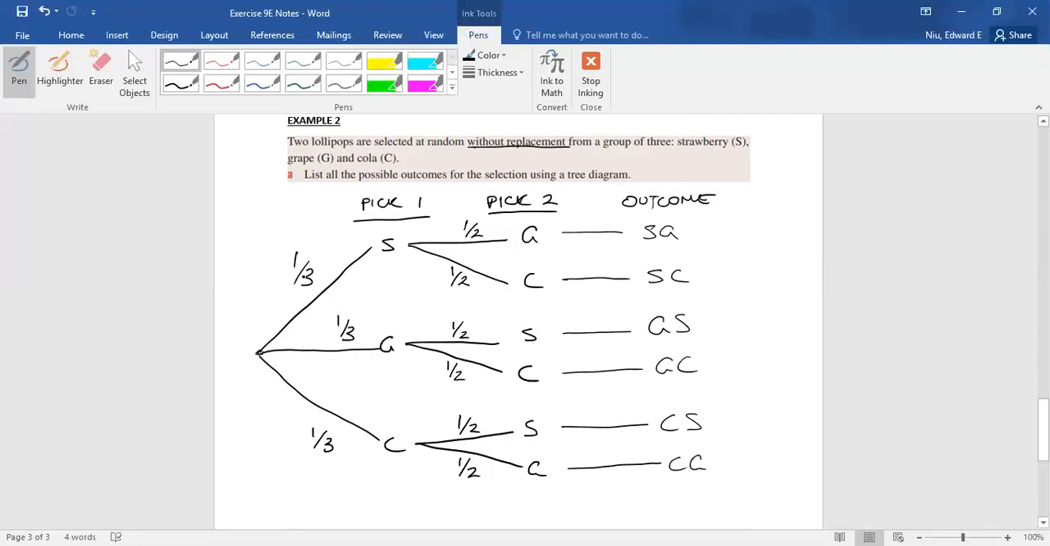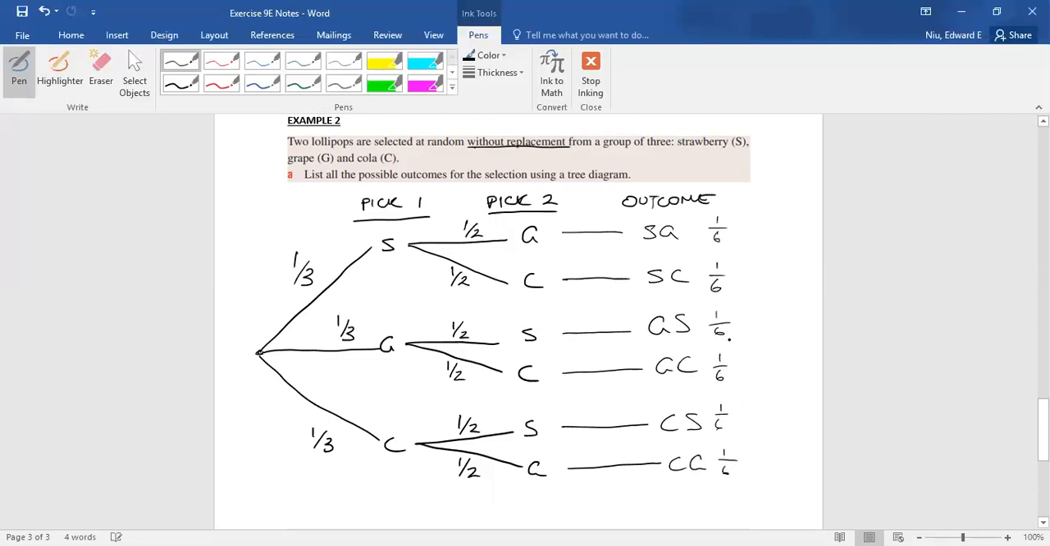And what you notice is if you multiply 1/3 times 1/2 in your calculator, you're going to get 1/6 as your outcome. Because there's 6 possible outcomes, there's a 6 as our denominator, and there's going to be a 1 on top for each one.